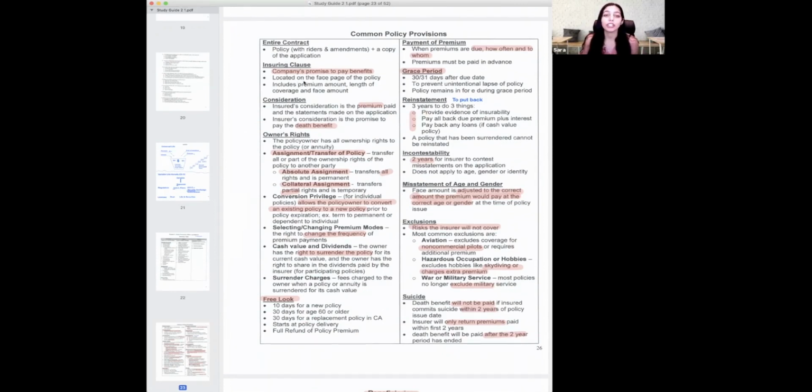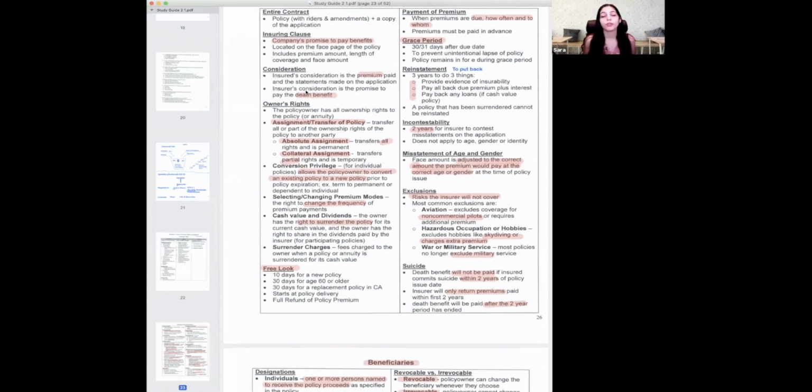Okay, the insuring clause is the company promising to pay the death benefit. So it's like them saying, if you get a policy, what's going to happen is they're going to promise that if something happens to you or anyone in the policy, they'll pay a death benefit.